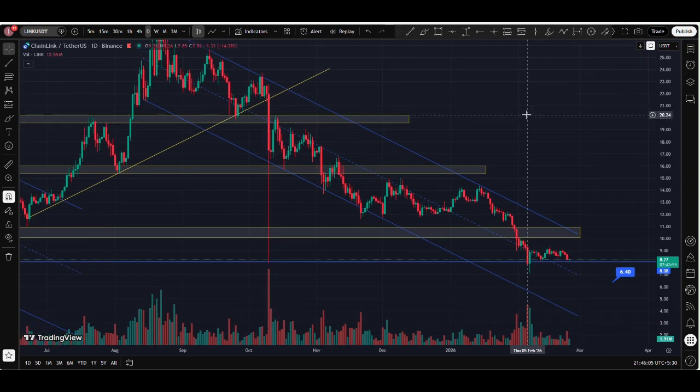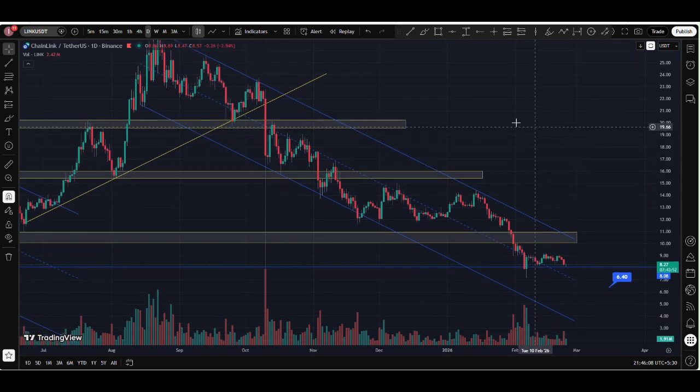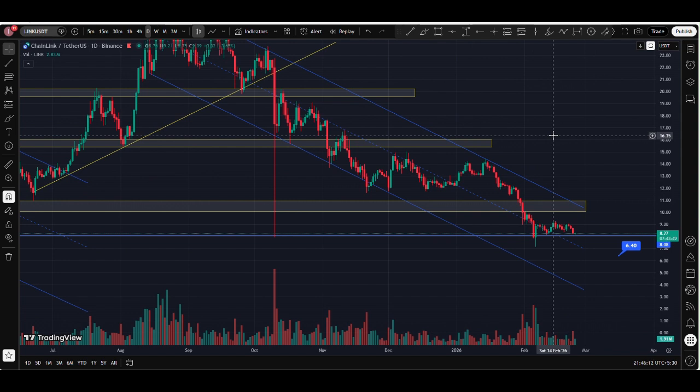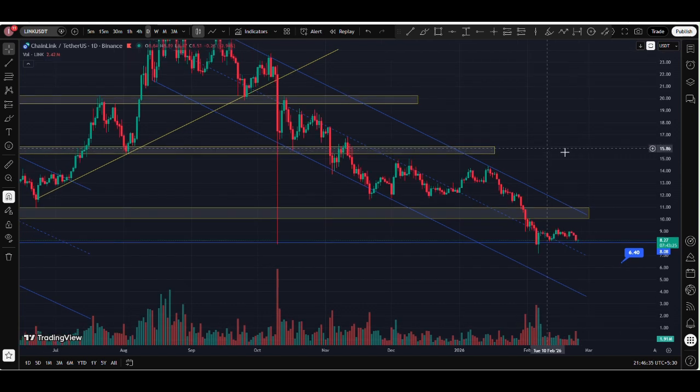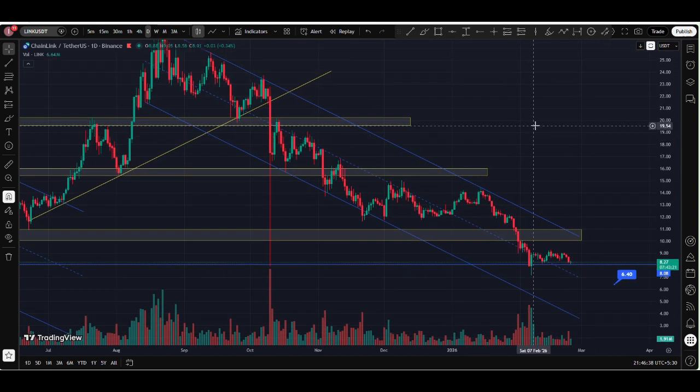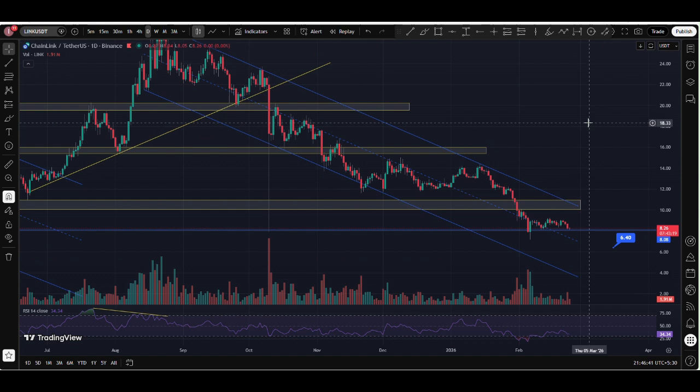Next I am in the LINK USDT chart. So you can see it's the same as Solana. You can see a clear bull flag, and when volume comes to the market, this bull flag breaks out and goes in an upward trend. So you can see RSI has a bullish trend.